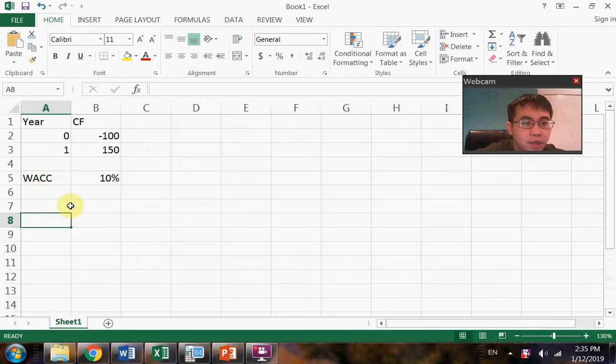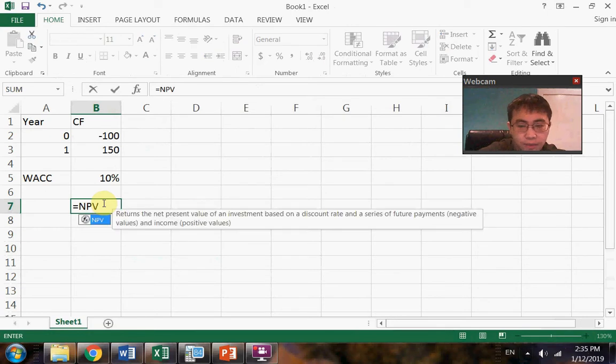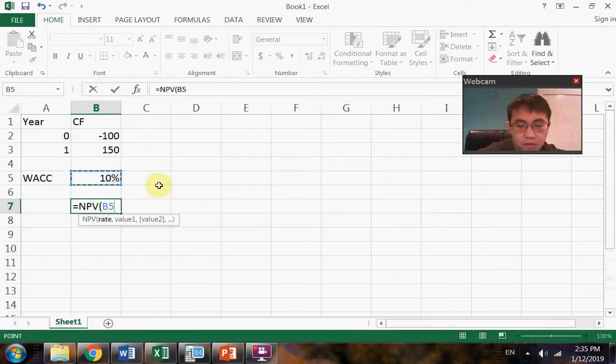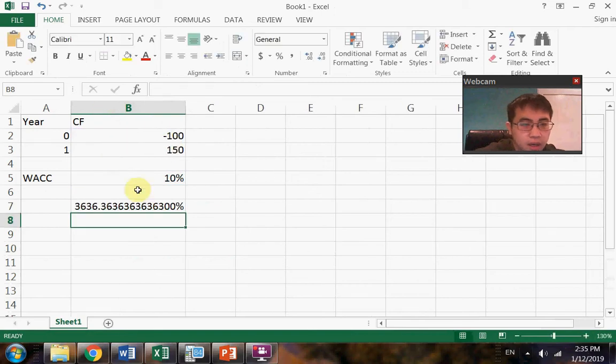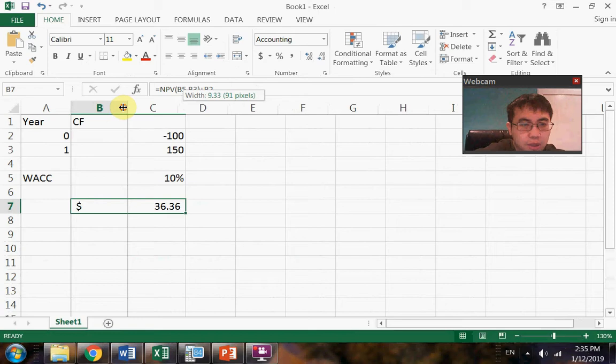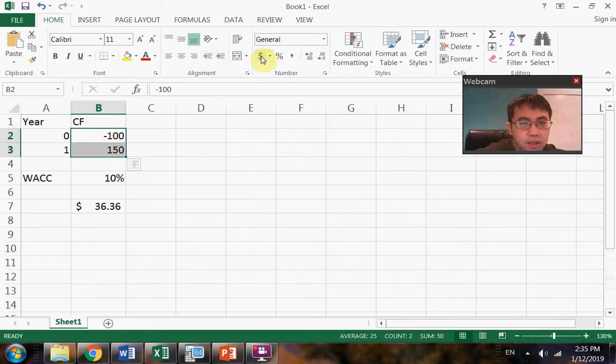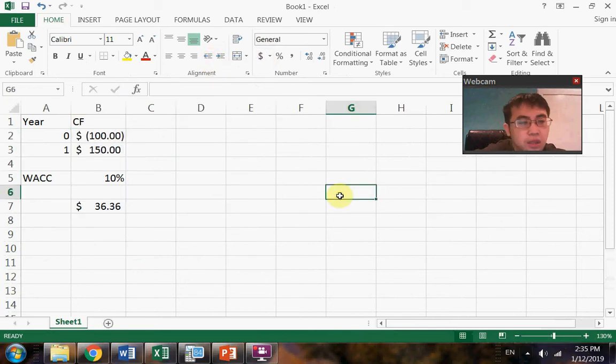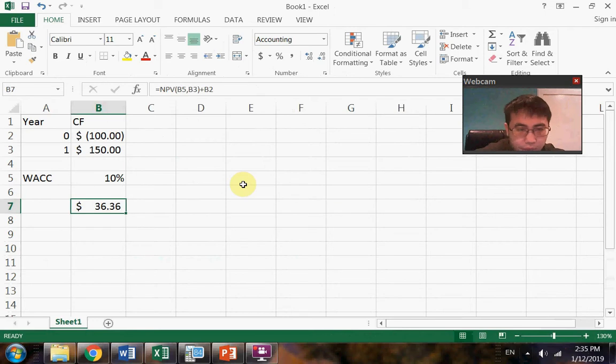So what is the NPV of the project? If you use Excel to calculate the NPV, you should put a 10% first, and then your future cash flow, which is this 150, and then you add this negative 100 outside the parentheses. Put it in dollar format, don't panic, this should be in dollar form. The NPV is this much. That's how you solve the NPV for the project. This is a pretty good project because the NPV is positive.